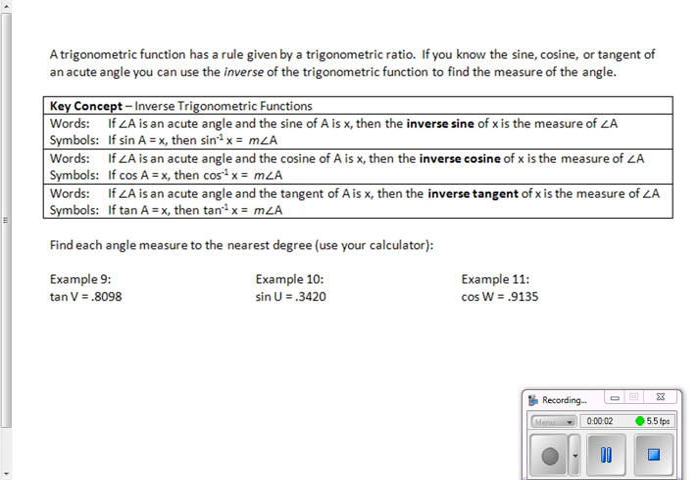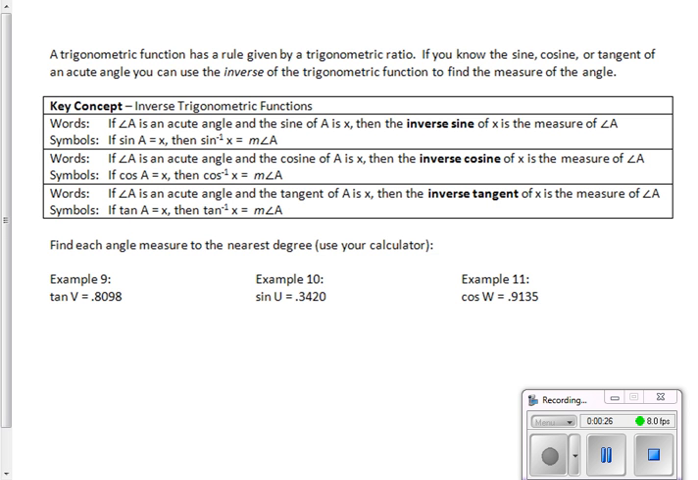Lesson 66 is still going to cover these trigonometric functions. Basically, you know how to find sine, cosine, and tangent, SOH CAH TOA, using the ratios that you know. You can use those ratios and the inverse function on your calculator to find the measure of an angle.